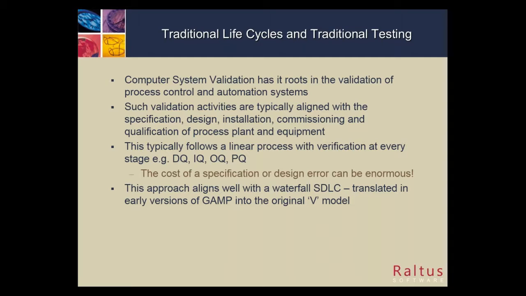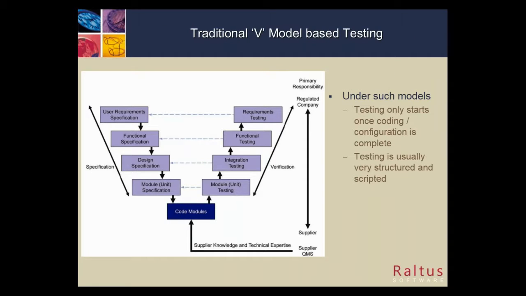And that can certainly work very well because we tend to follow a linear process with verification at every step in the process. So typically we will have design qualification, installation, operation, performance qualification of the process, the plant and equipment. And that works very well because typically when we're building a new manufacturing plant, we have time to finalize those specifications, to review and approve them before we move on to the next stage in the process.